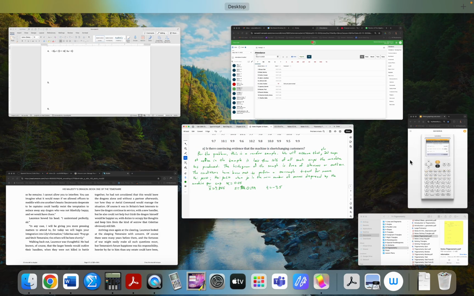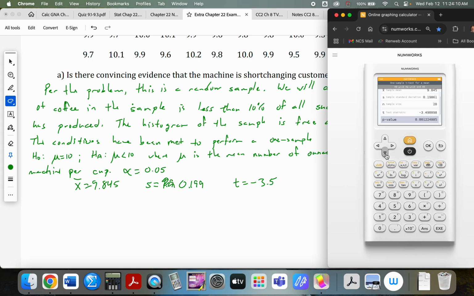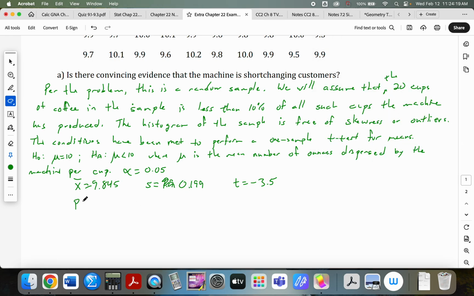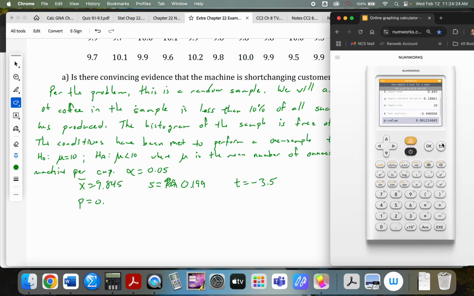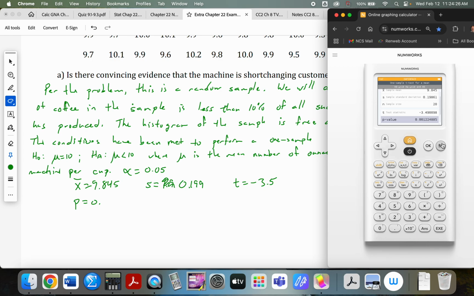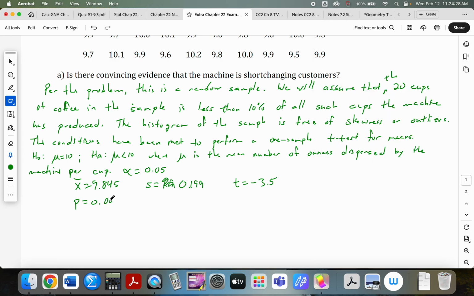All right, and then let's see, is there any other information that we can glean from this? Oh, the p-value. Look at that tiny little p-value. So the p-value is 0.001. Which is certainly less than alpha. Therefore, what are we going to do? Reject the null. Yeah, therefore we reject the null.